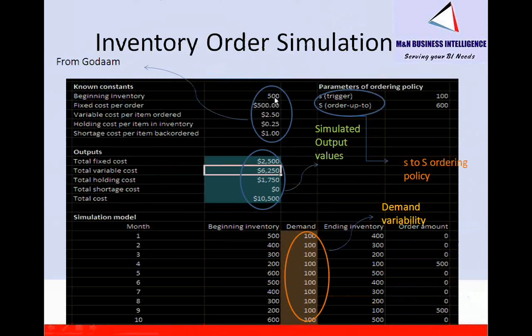The inventory order simulation is like here you take the demand and you actually plot it. You look at the variability of the demand and you follow the s-S ordering policy. That means as soon as the stock value falls below 100, you have to order up. You can order up to 600. And you try and optimize your total cost by assuming that there's variability in the demand.